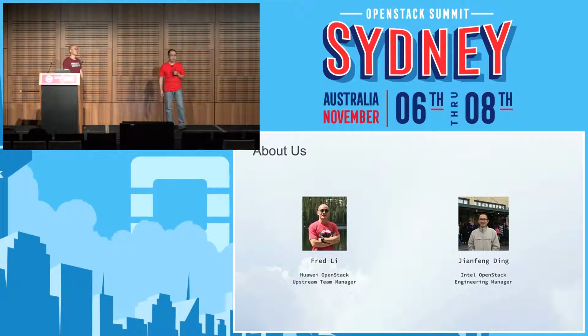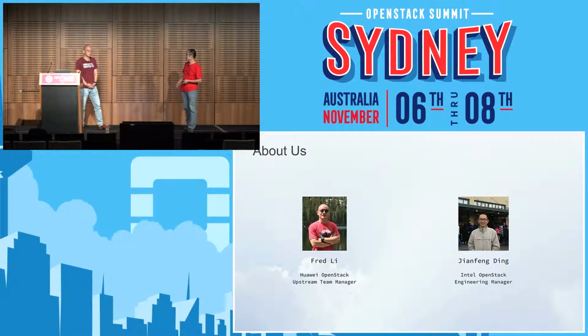My name is Jian Feng, the second one in the picture. I'm from Intel. I'm leading the OpenStack engineering team in Beijing. Most of our work is focused on the OpenStack upstream projects.